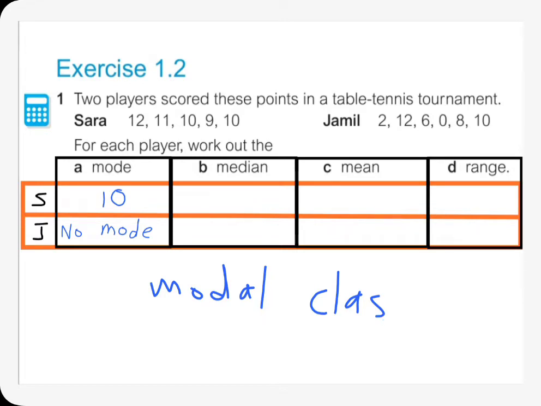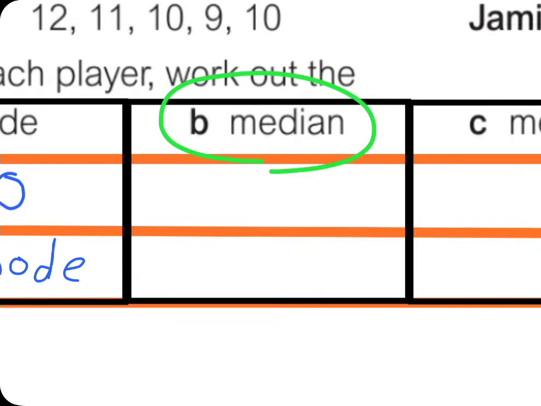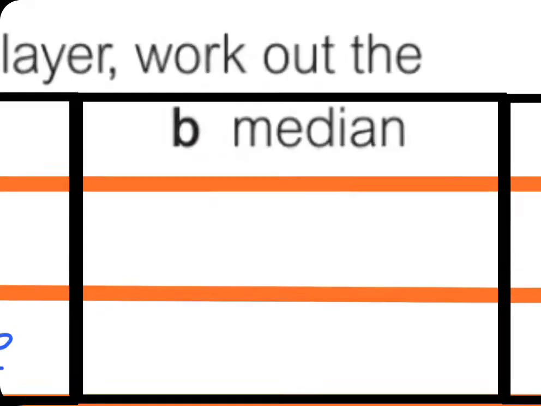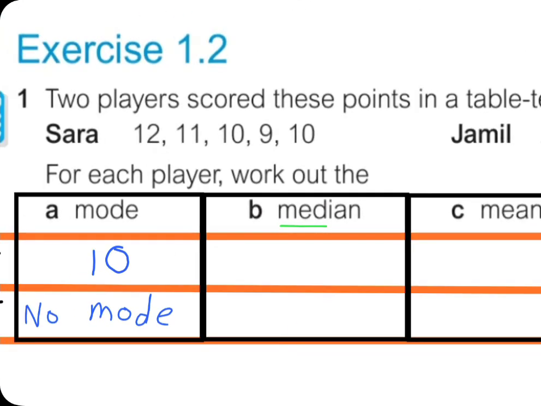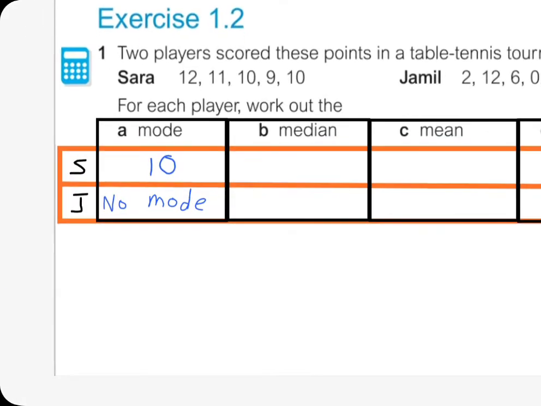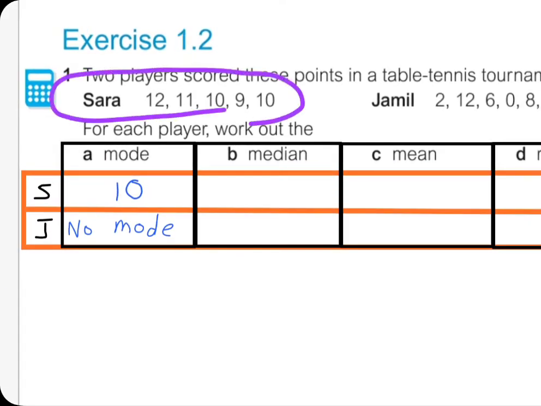Let's find the next thing. In B, he wants you to find the median. The median means what? When you find the median, you have to put the data in order. The median means the data in the middle, because we have mid here. So the first step you do, you put the data in order, and then you find the data in the middle. For example, let's take Sarah's data first.